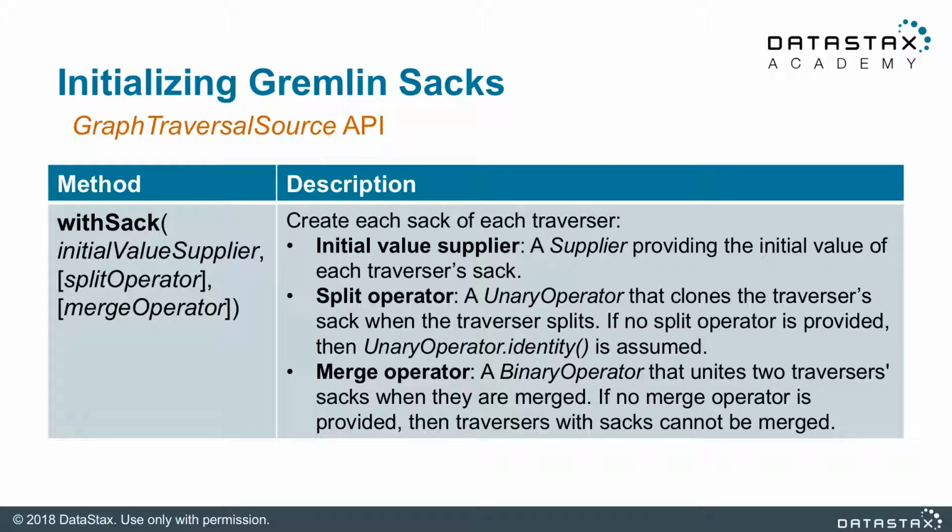That's the third parameter of the with sack step. The merge operator is a binary operator that unites two traversers' sacks when they are merging from multiple traversers into one. If no merge operator is provided, the traversers with sacks cannot be merged. You can picture this when multiple Gremlins take different routes and end up on the same vertex. The merge operator indicates what the traversers are to do with the values in each traverser's sack.